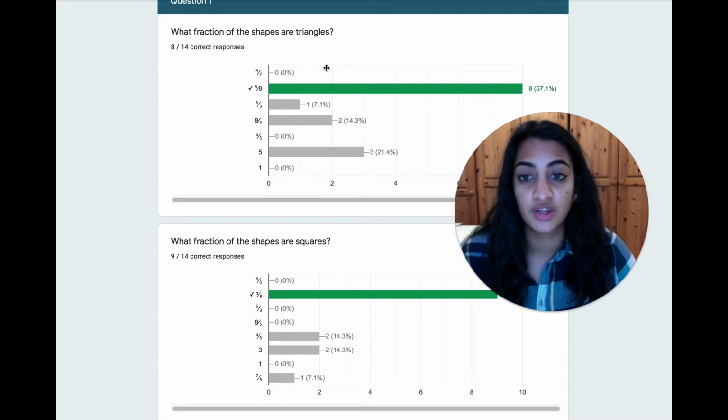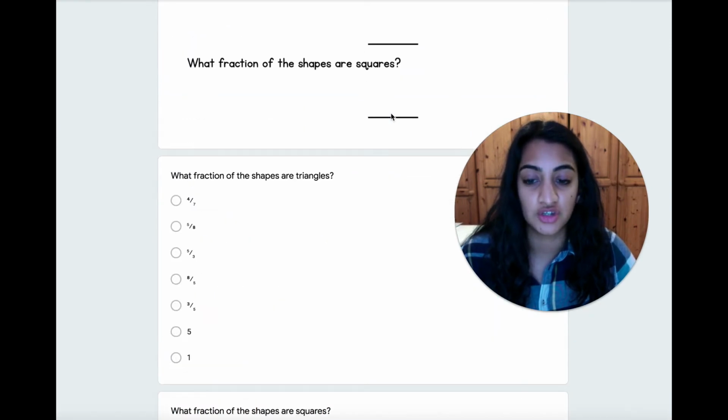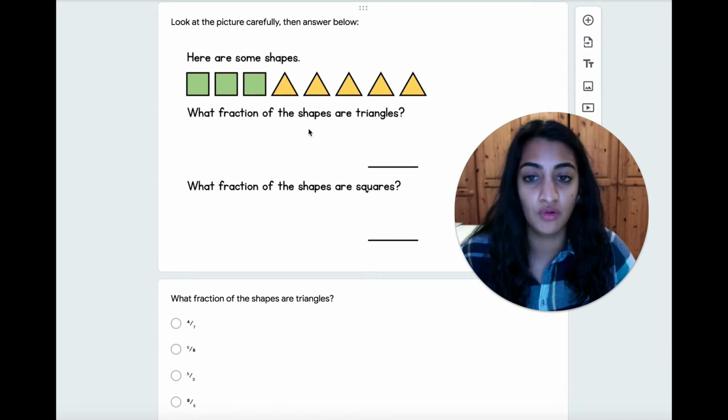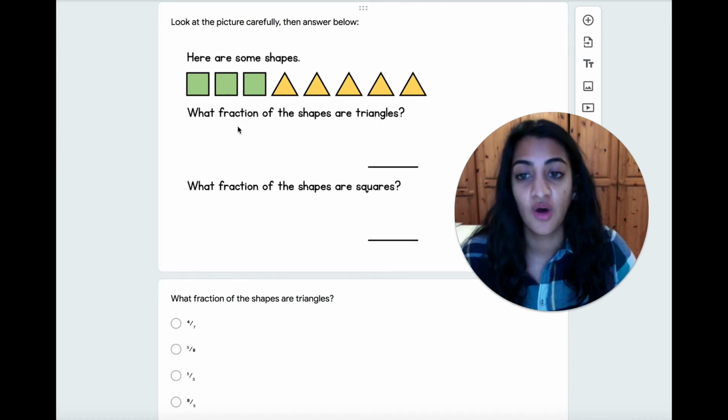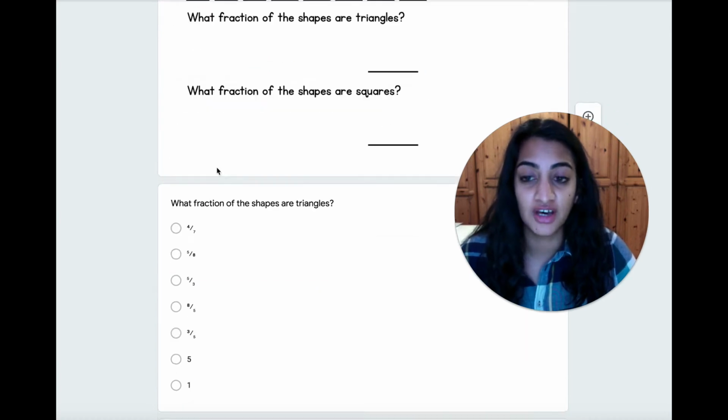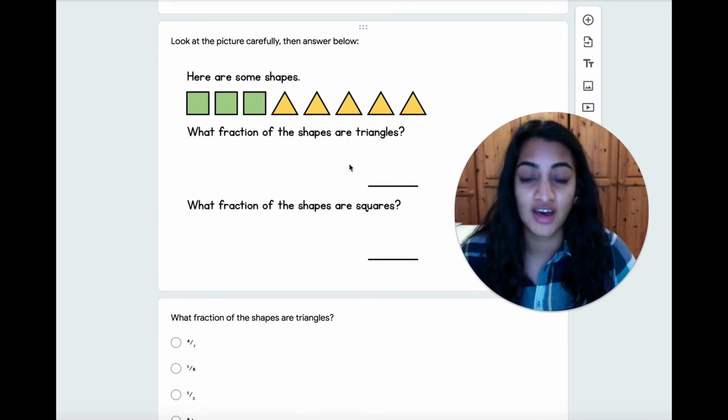Now I understand why those people did that, because if we have a look at the questions, you can see that out of all the shapes there are 5 triangles, but the question did not ask us how many of the shapes are triangles. So it wasn't looking for a whole number answer, it was asking us what fraction of the shapes are triangles, which means it's asking us how much of the whole amount, what proportion of the whole amount is triangles. Fractions always have a numerator and a denominator, so the answer could not have been 5. The correct answer had to be 5 out of 8, or 5/8.